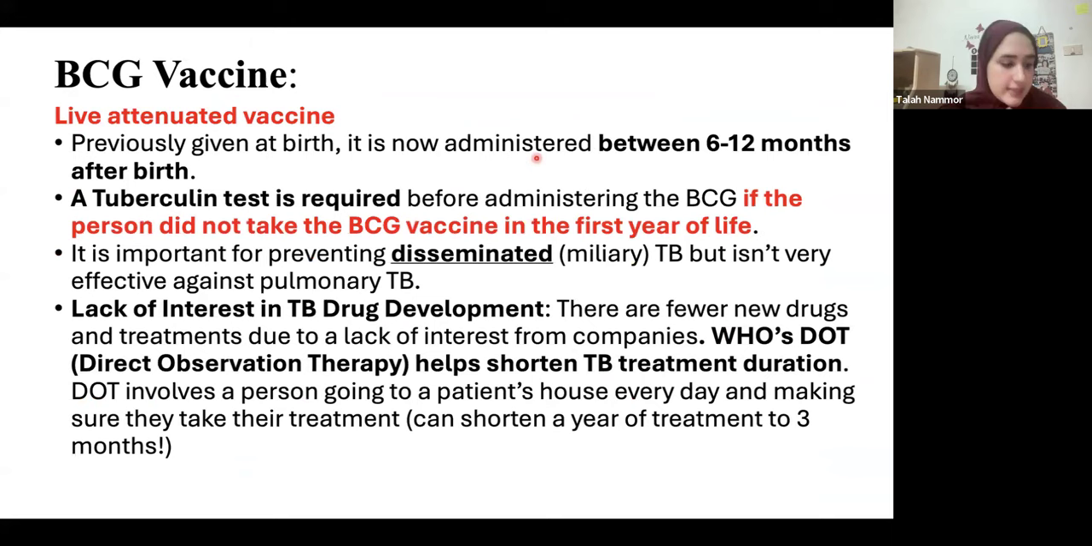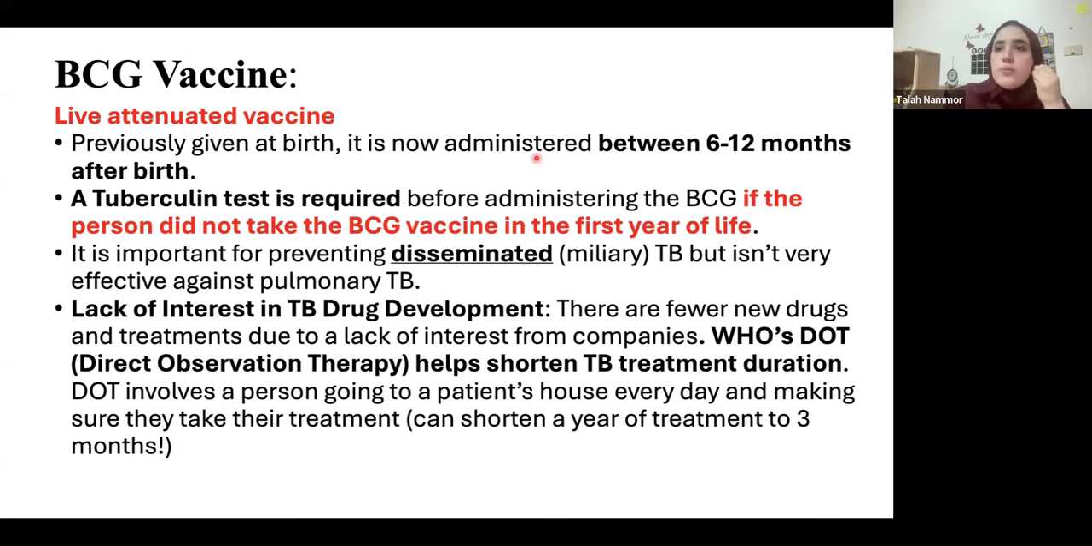Okay. BCG is against TB. It's a live attenuated vaccine. It used to be given right at birth, but now it's administered 6 to 12 months after birth. If it wasn't given, sometimes parents neglect their kids and don't give them the BCG vaccine. If it wasn't given in the first year of life, before giving this vaccine, they need to do a tuberculin test to make sure TB is not there, because it's going to be worse. And it's useless to give the BCG vaccine after a person has already had TB.